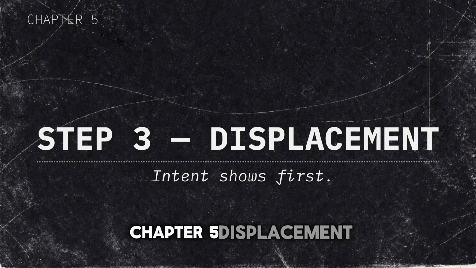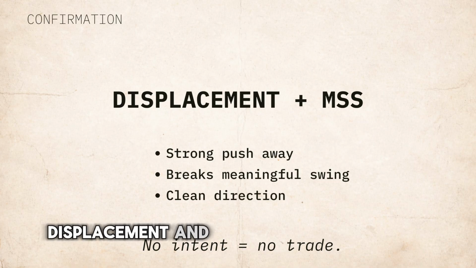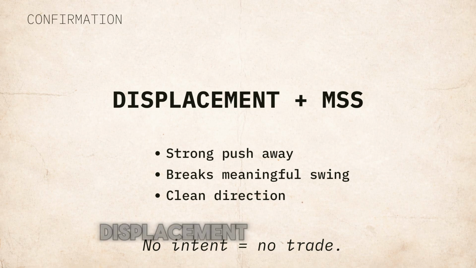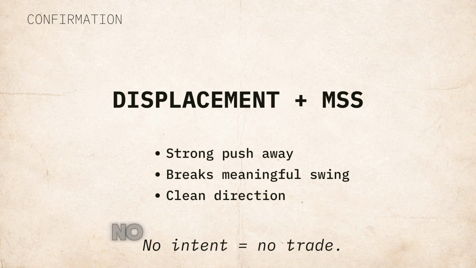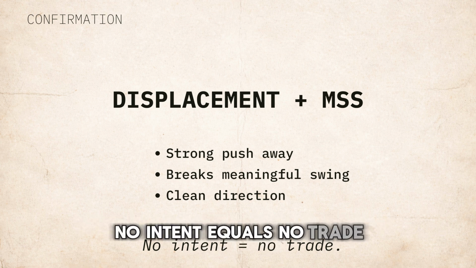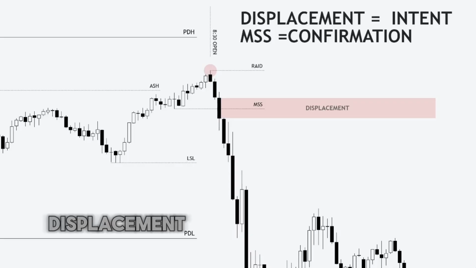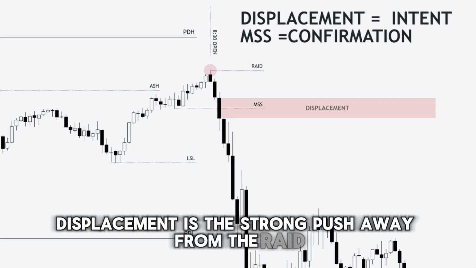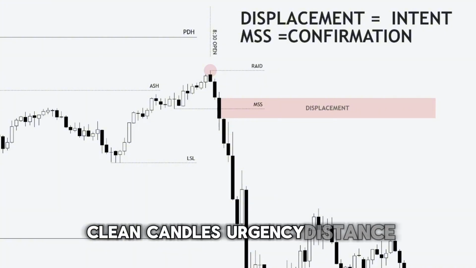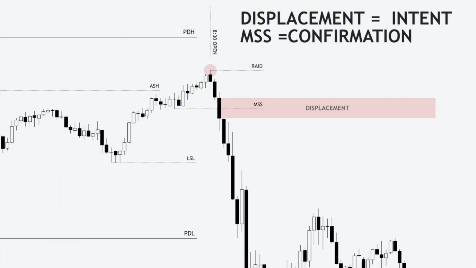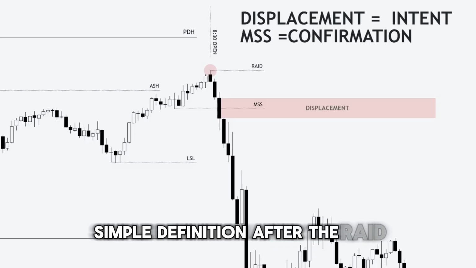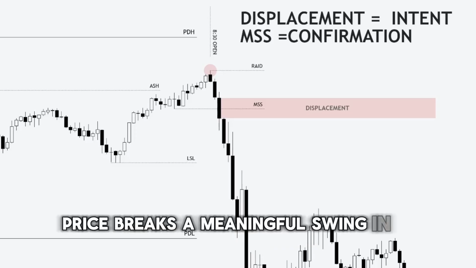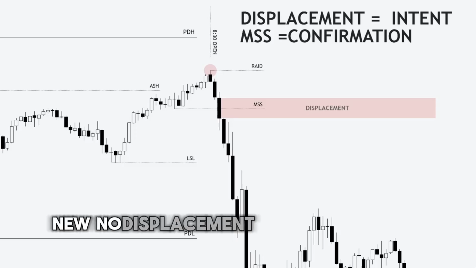Chapter 5, Displacement. Displacement and market structure shift. Displacement shows intent. Market structure shift confirms direction. No intent equals no trade. Displacement is the strong push away from the raid. Clean candles, urgency, distance. That's the market saying intent. Then we want the market structure shift. Simple definition: after the raid, price breaks a meaningful swing in the new direction. No displacement and no structure shift, then you're guessing, and we don't guess.